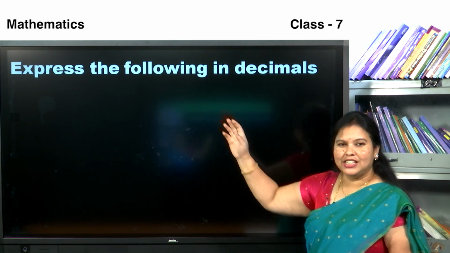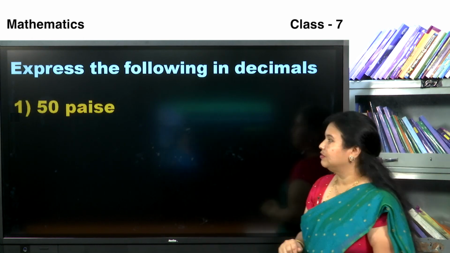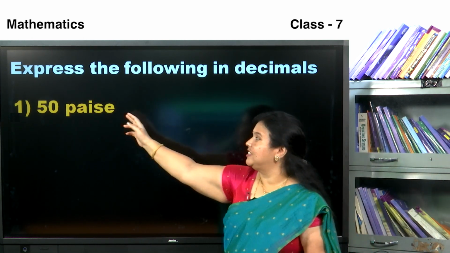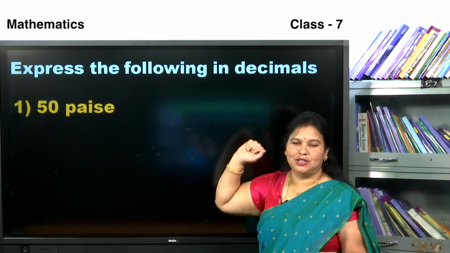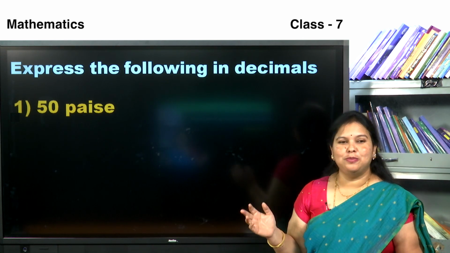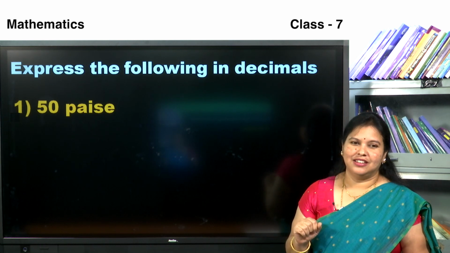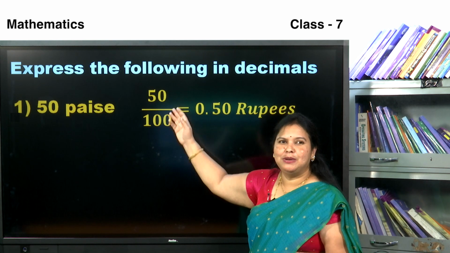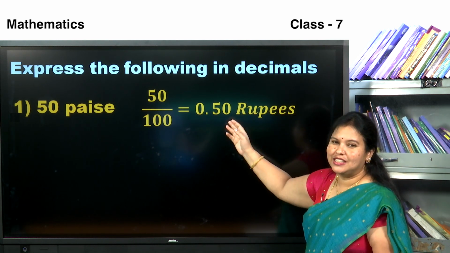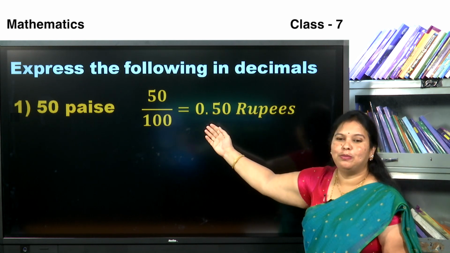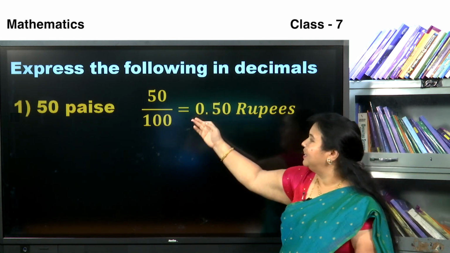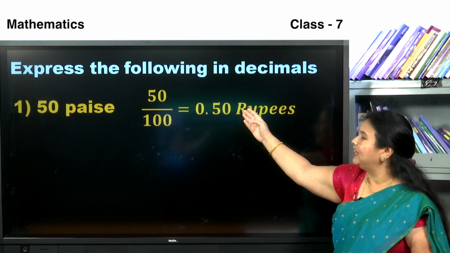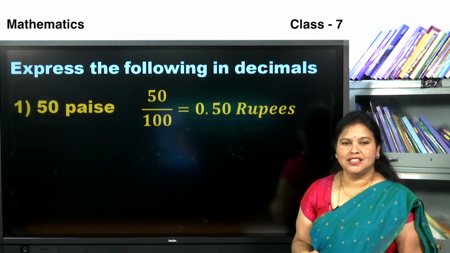Now, you have to express the following in decimals. First one, we have to express this 50 paise in decimals. As you know already, 1 rupee has 100 paisa in it, right? So, 50 paise can be written as 50 by 100. So, it can be further simplified like this, 0.50. So, 50 by 100 is equal to 0.50 rupees. We will see the next one.